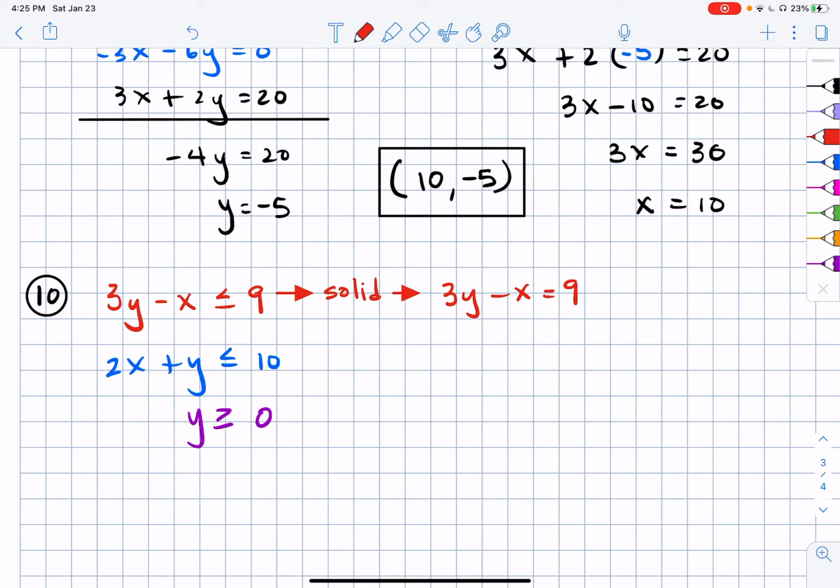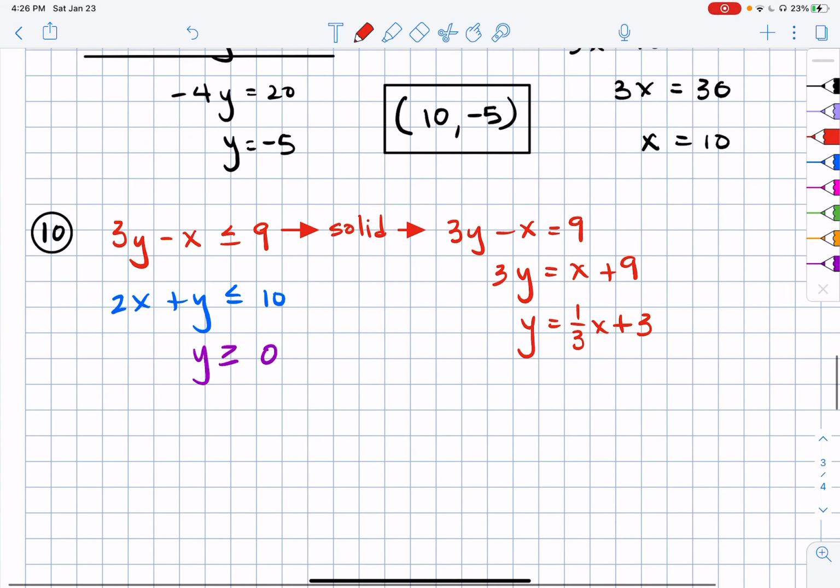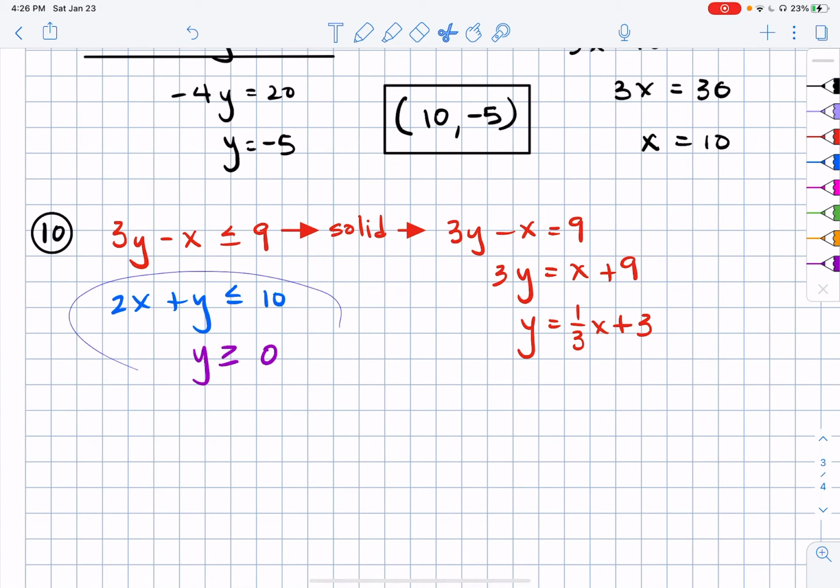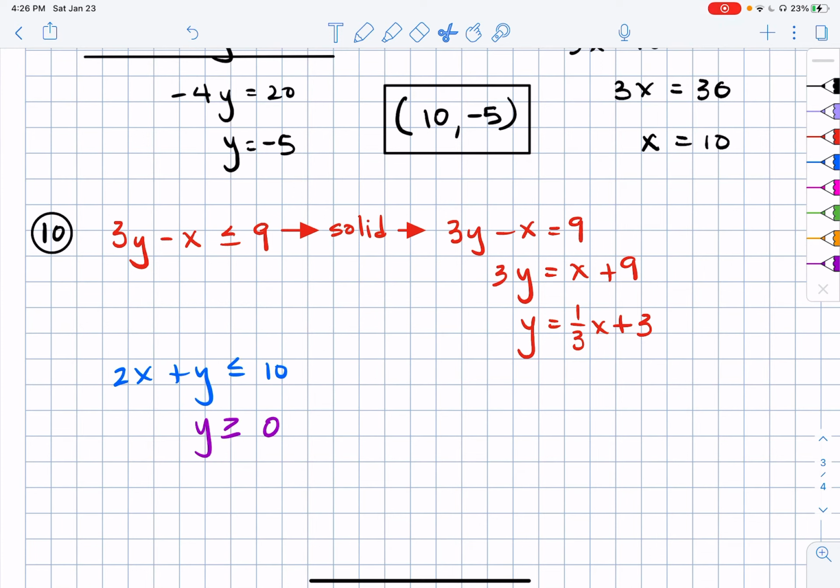All right, so get y by itself. So I got to add the x over. So 3y would equal x plus 9. So y would equal 1/3 x plus 3 when I divide everything by 3. Okay, so this is one equation I have to graph. All right, so what I'm going to do is take these two here and move it down a little bit.